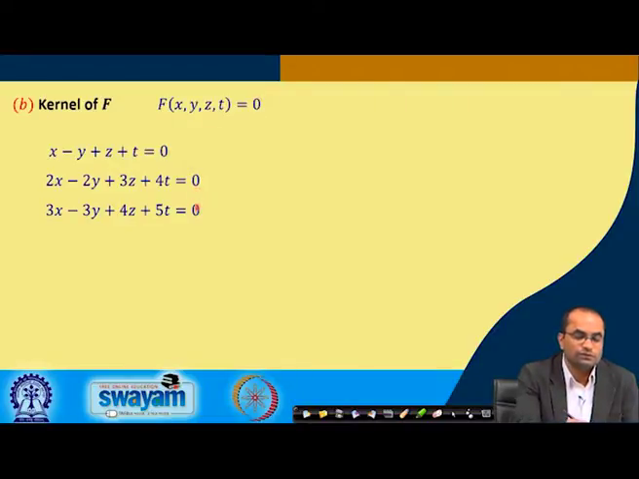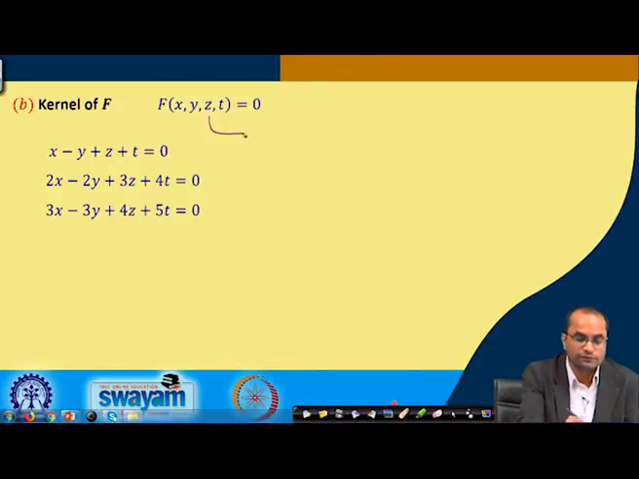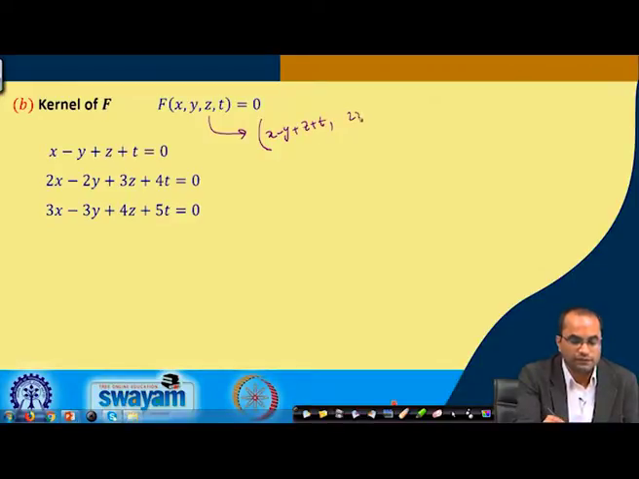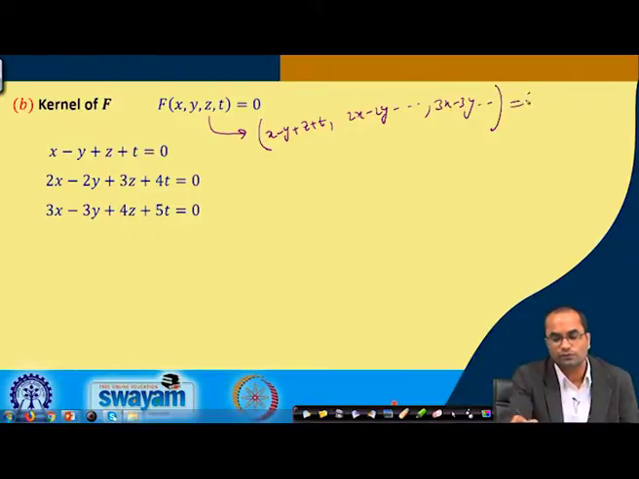So, 0 0 0. So, again the f of this was nothing but these vectors, this was the first one, then 2x minus 2y and so on, then 3x minus 3y and so on, and this we want to be equal to 0 0.